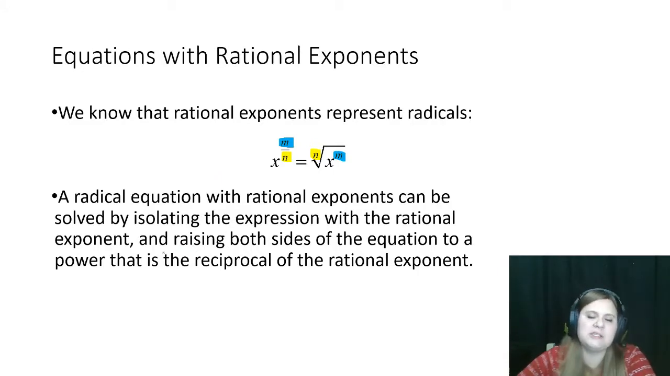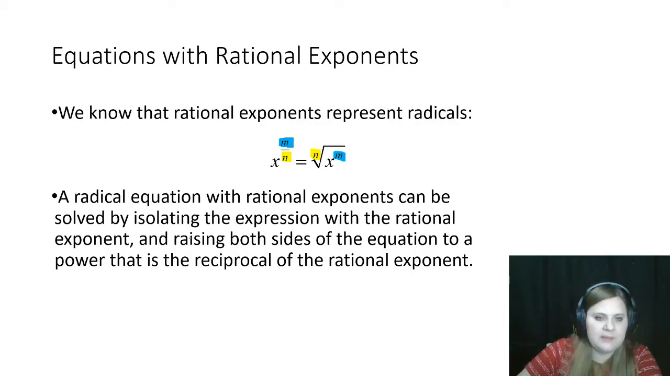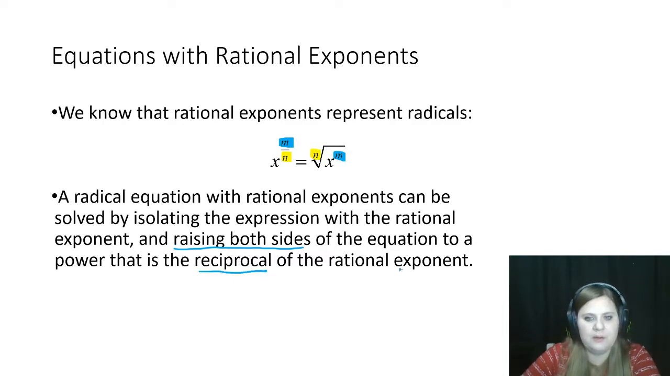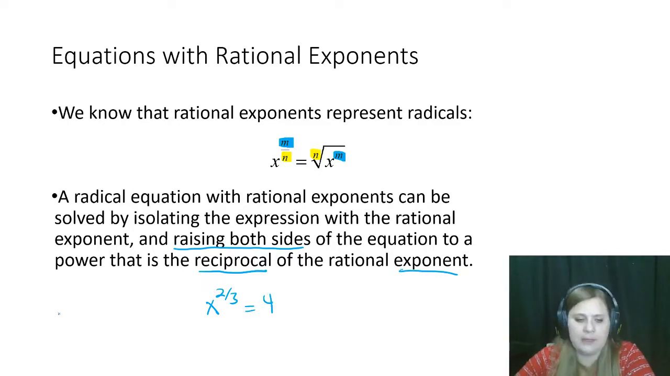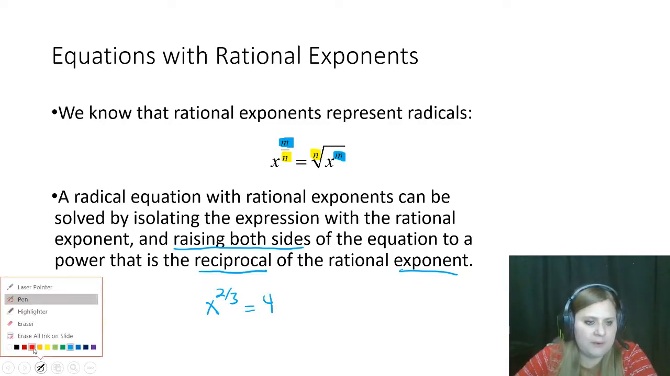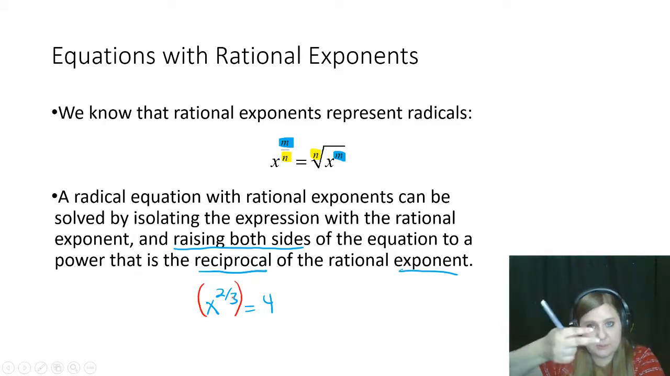So just like with the square root, we squared both sides, and with the cube root, we would cube both sides, and the fourth root, we'd raise both sides to the fourth. Okay, this time we're going to raise both sides to the reciprocal of the exponent. So for example, let's say I had x to the 2/3 equals 4. Okay, my exponent is 2/3. So I'm going to raise both sides to the reciprocal of that, which is 3/2.